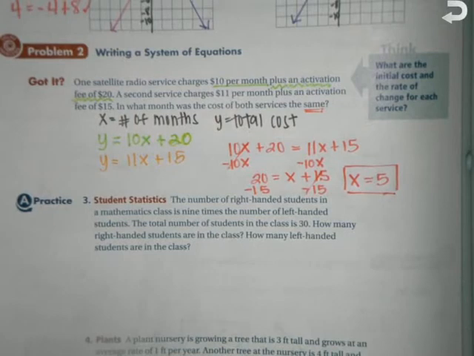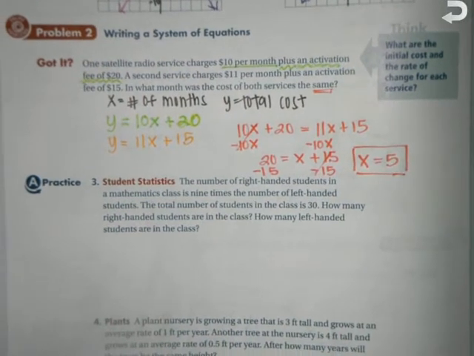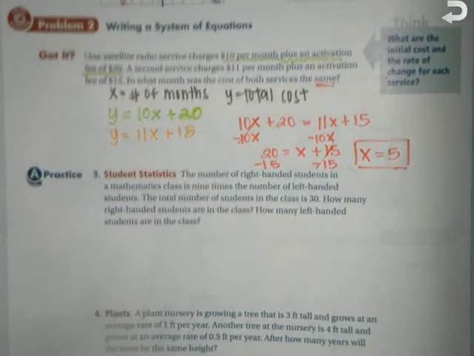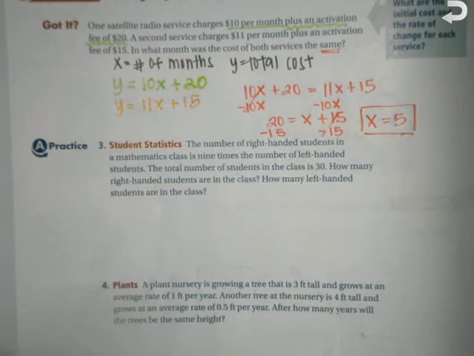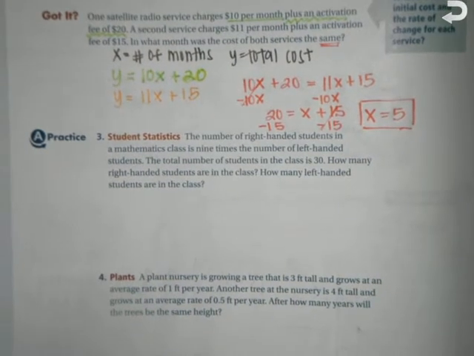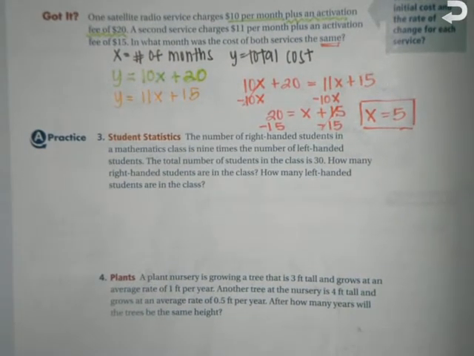Okay, so here's what I want to do. Try 3 and 4. Number 3 is slightly different than what we've done, so make sure you define your variables. Number 4 is almost identical to what we just did, okay? So 4 should be super easy. 3 might be a little bit more challenging, but I want you to try them first on your own.